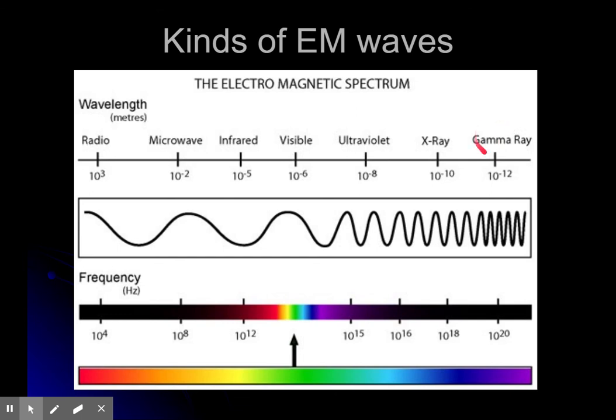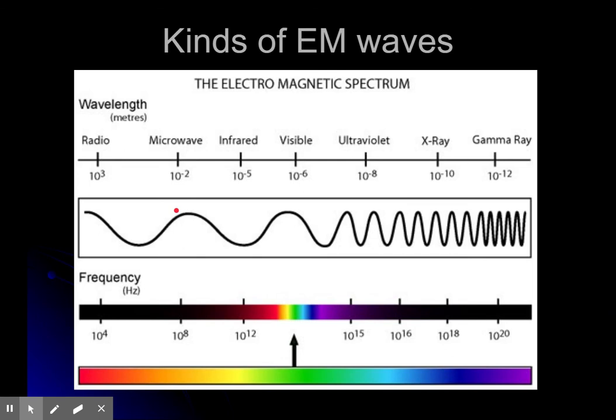We can see gamma rays: high frequency, high energy, very short wavelength, as opposed to radio waves. Radio waves have a long wavelength, low energy, low frequency. You will need to remember the relationship between wavelength, frequency, and energy.